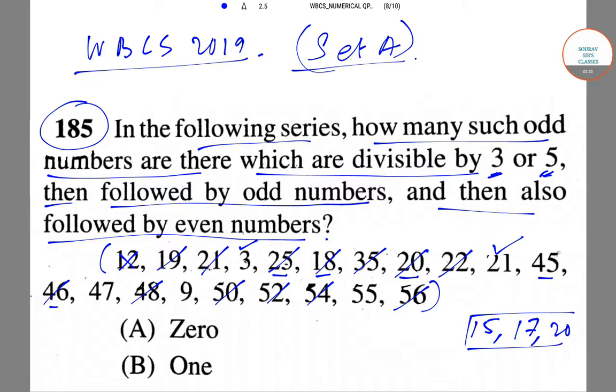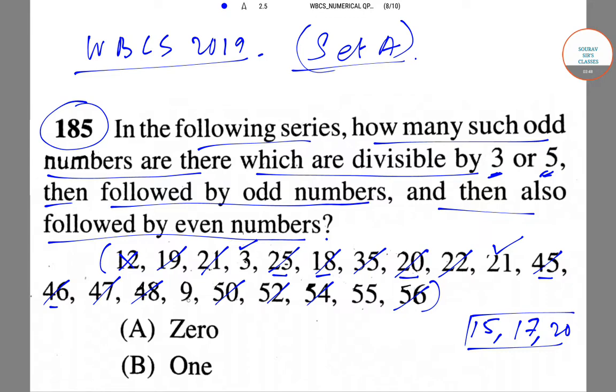45. 45 is divisible by both 3 and 5. Is it followed by an odd number? No, it is not followed by an odd number. It is rather followed by an even number. So 45 is also cancelled out. 46 we have already cancelled out. 47. Is 47 divisible by 3? No. 5 into 9 is 45, so it is not divisible by 5 either. So 47 is also cancelled out.